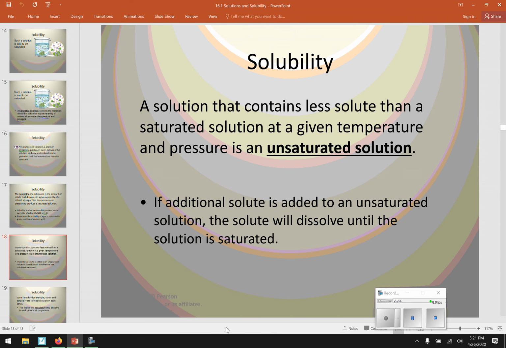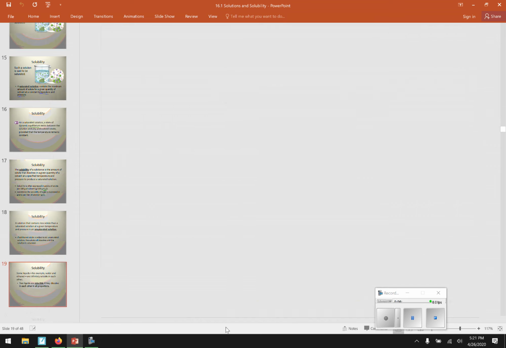So a couple quick terms here. A solution that contains the maximum amount of solute is saturated; a solution that contains less than that is unsaturated. Basically, if you take an unsaturated solution and add more solute, it'll dissolve. If you have, let's say, 100 grams of sugar in 100 milliliters of water, which is halfway to the saturation point, and I add more sugar, that extra sugar will dissolve until you reach the saturation point.